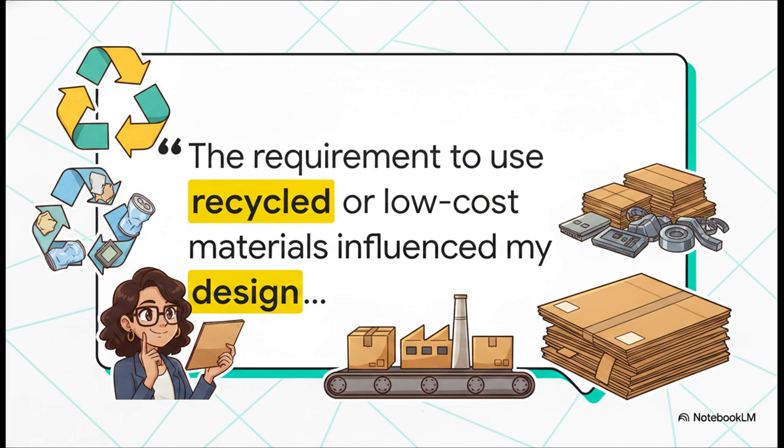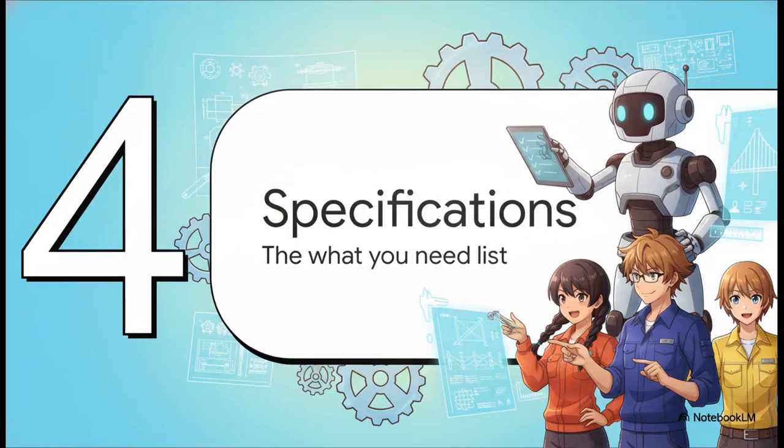The requirement to use recycled materials influenced my design because I chose to build the housing from cardboard, which is affordable and easy to cut. You see, a constraint actually forces you to innovate. If your budget is super small, you obviously can't build your alarm out of solid titanium. It makes you think smart. We are making fantastic progress.